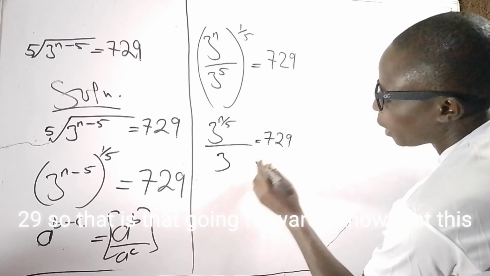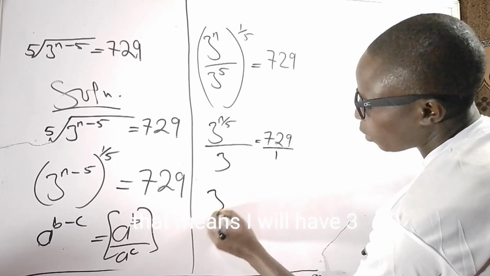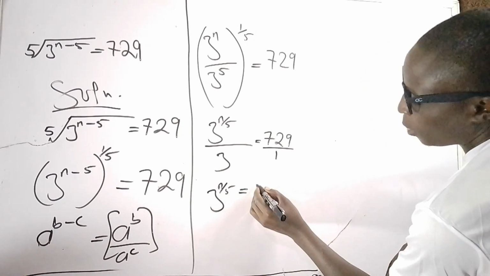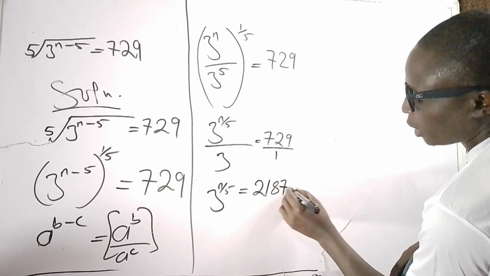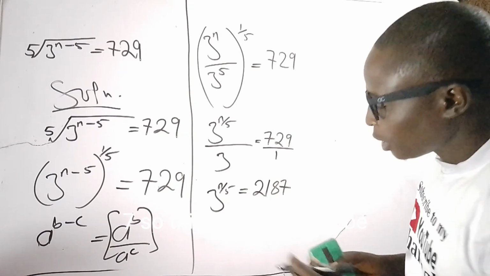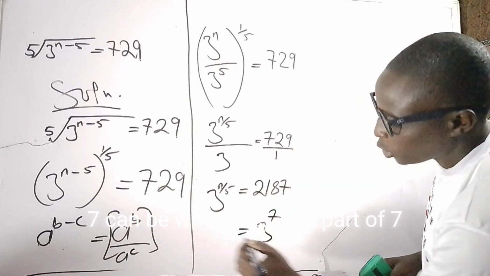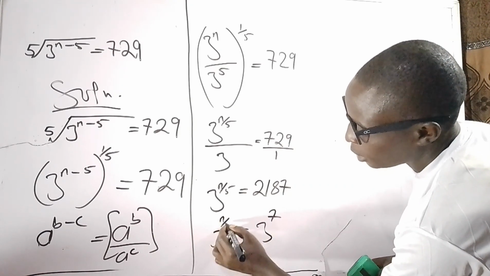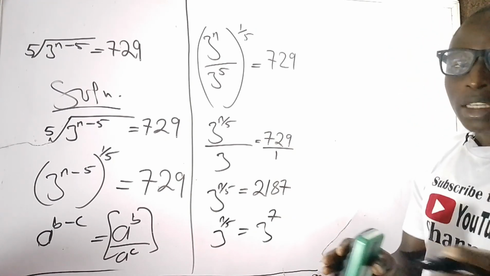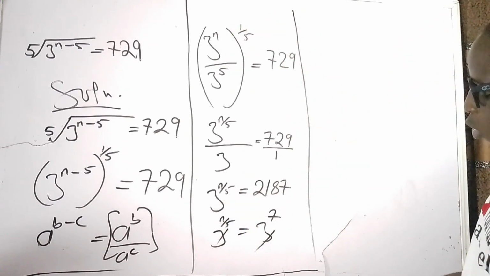Going forward, I know that this is over 1, so I will cross multiply. That means I will have 3 raised to the power of n over 5 equals 2187. This 2187 can be written as 3 raised to the power of 7. So on the left hand side I have 3 raised to the power of n over 5. Having the same bases, I will now equate the powers.